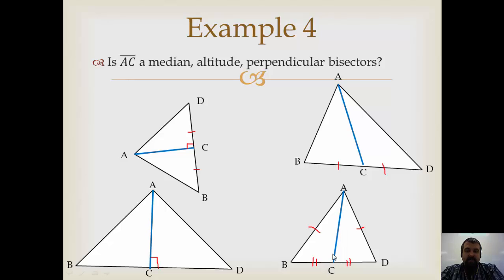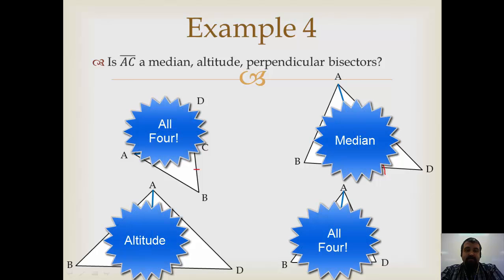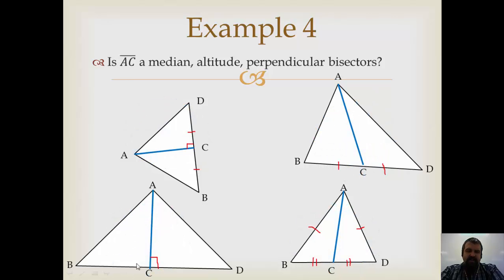This one, if it's one of them, it's all 4, because it's going from the vertex to the base, and it's an isosceles triangle. So, this one, all 4. This one, all 4. Just median, just altitude.